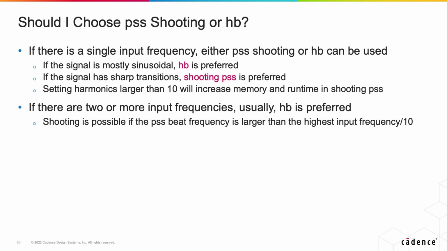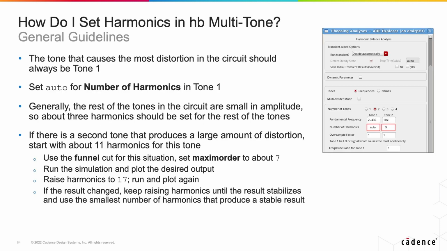So always when you have multi-tone HB, you can choose auto for tone 1, but we suggest you give the number of harmonics for the remaining tones, 2, 3, whatever. Here we have 2 tones. And if there's a second tone and you think it will produce a lot of distortion, use a larger number of harmonics. If you think not, use a smaller number of harmonics for tone 2 in HB.